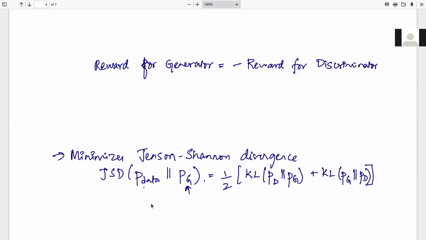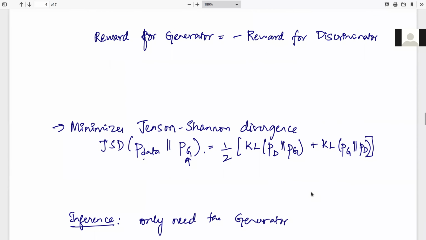Now, this is the actual divergence which is being minimized in case of GANs, which is the JS divergence between the underlying data distribution, which we don't know, P of data, and the distribution which the generator is learning, represented by P of G. And this is nothing but half of KL of P_D and P_G, the KL divergence between P_D, that is the underlying data distribution, and P of G, which is the distribution learned by the generator, plus the KL divergence of P of G and P of D. Note that we are not aware of what P of D is, but we do have samples from P of D as our training data, and we will be using those samples to compute this KL divergence here.